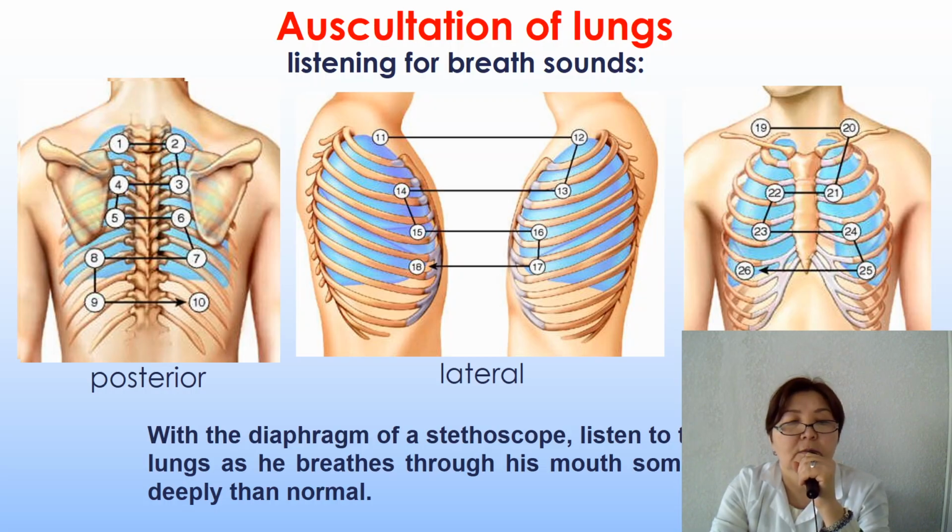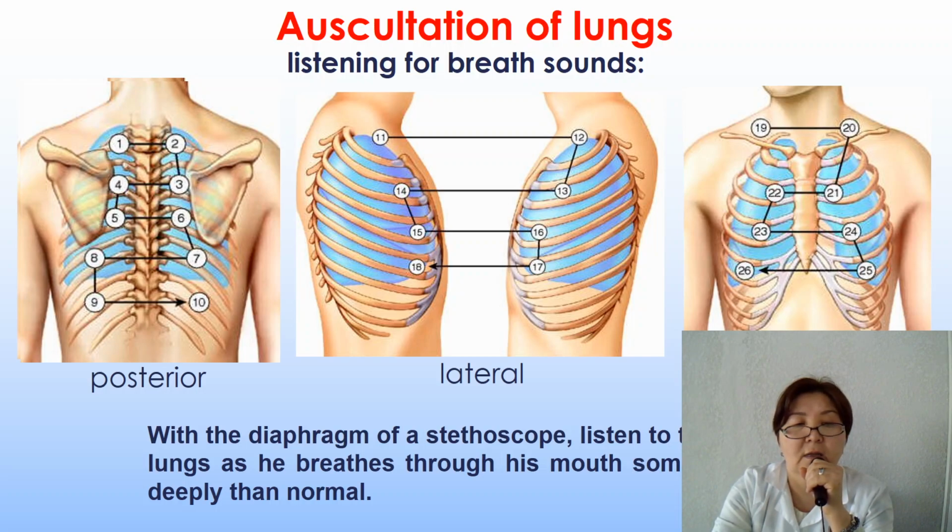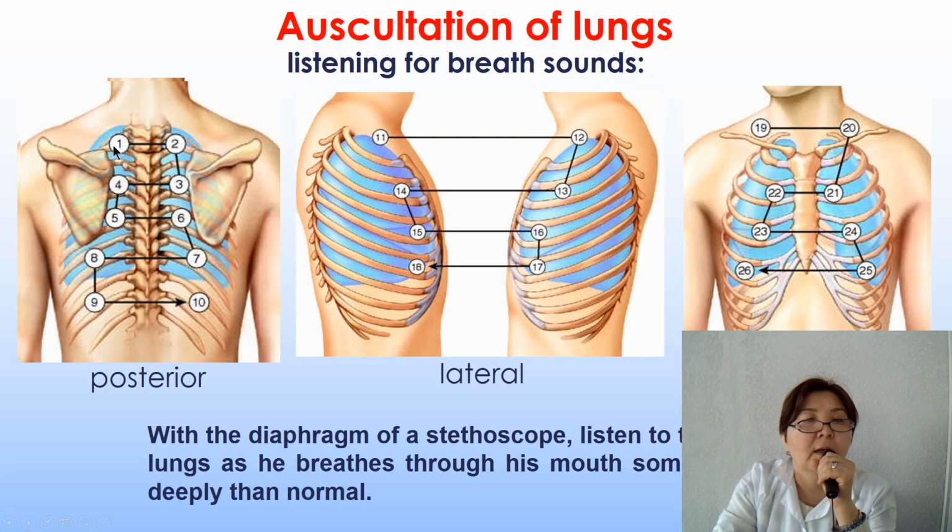Auscultation of the lungs with the diaphragm of a stethoscope. Listen to the patient's lungs as he breathes through his mouth somewhat more deeply than normal. Again, like in comparative percussion, you listen to the same symmetrical places on both sides. This is at the posterior thorax, here at the lateral thorax, then anterior.